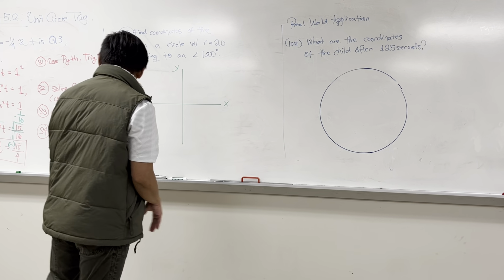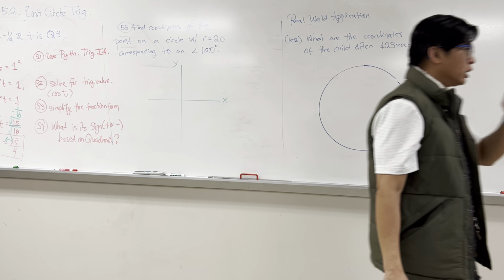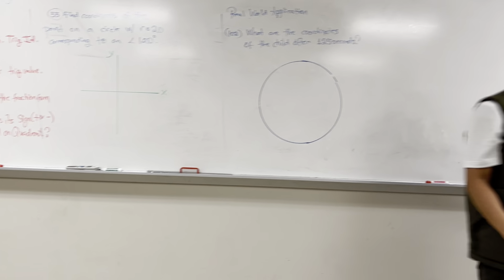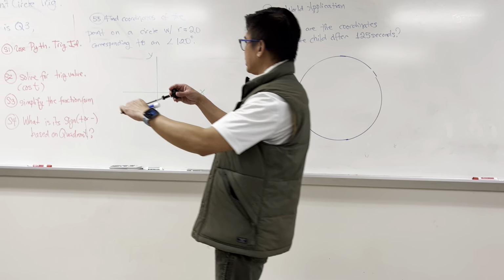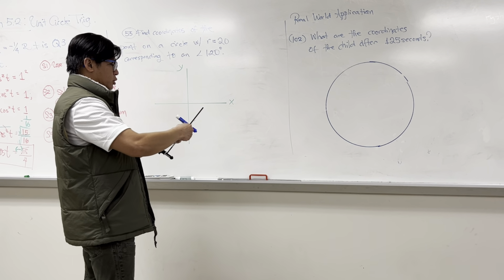Okay. Let's draw a circle. In this case, the circle is not a unit circle. It's a circle with radius 20 units, right? So let's create in here a circle with radius 20 units, okay?